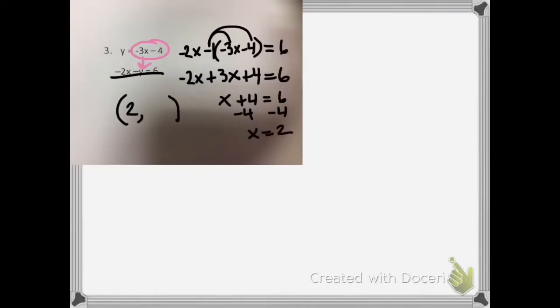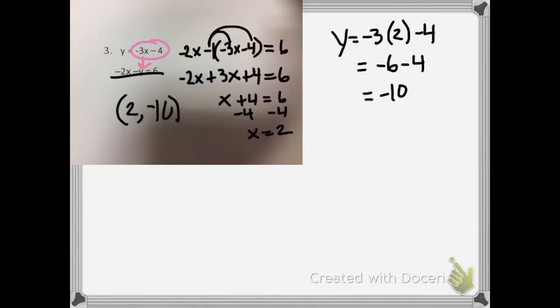But we need our y value, so I'm going to plug x back into the original problem. Negative 3x minus 4. That gives us negative 6 minus 4, which is negative 10 for our y value.